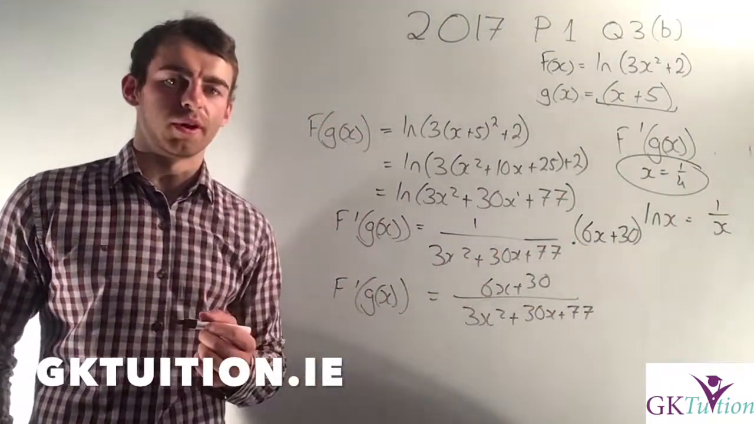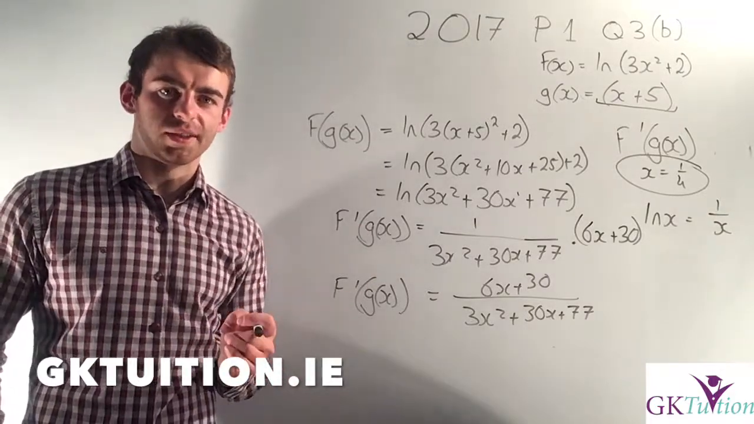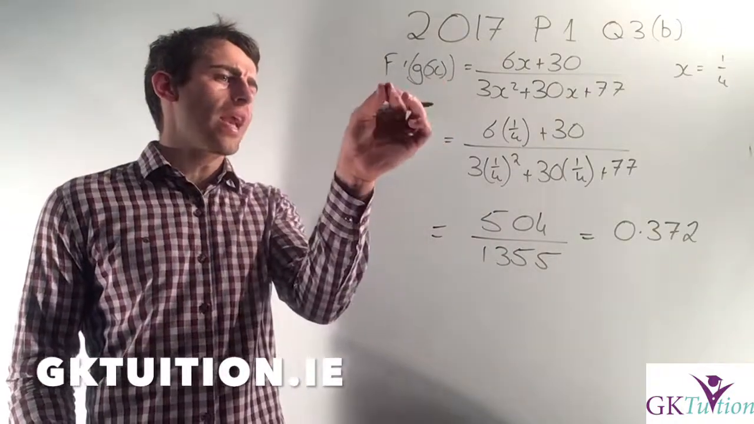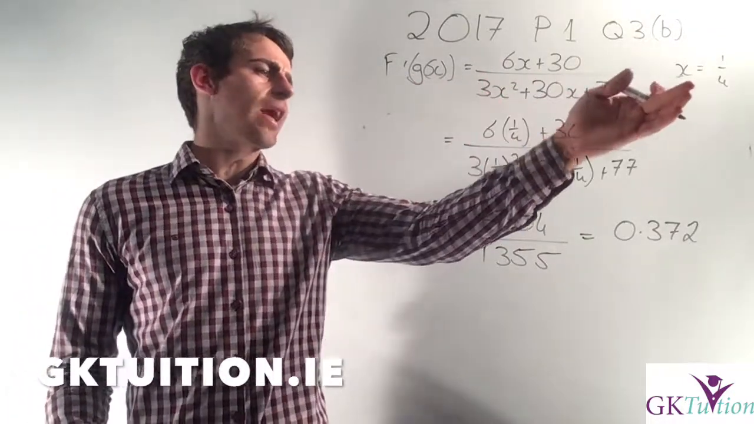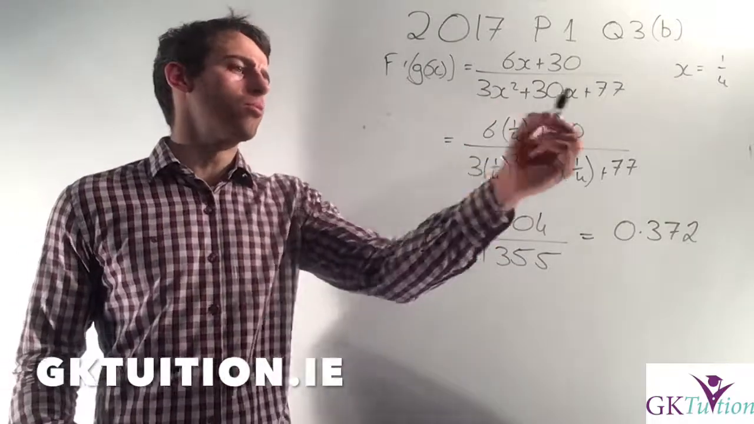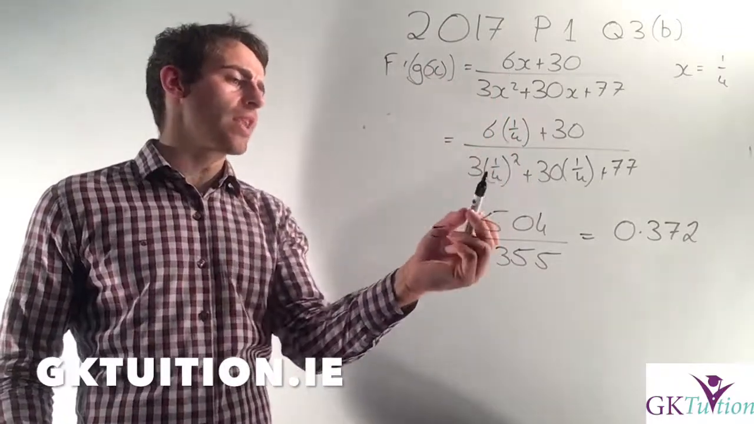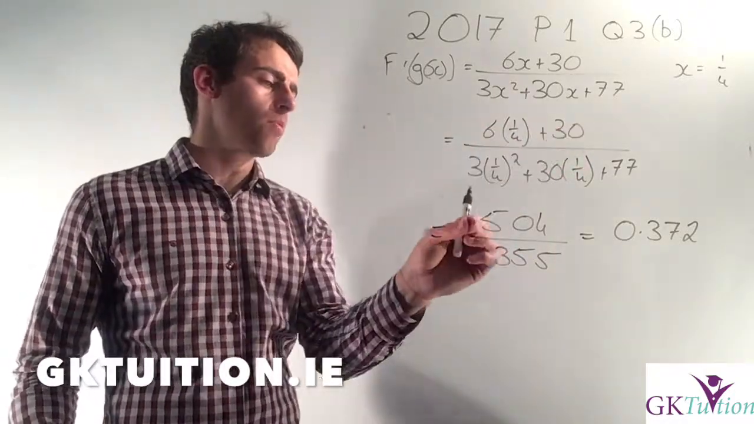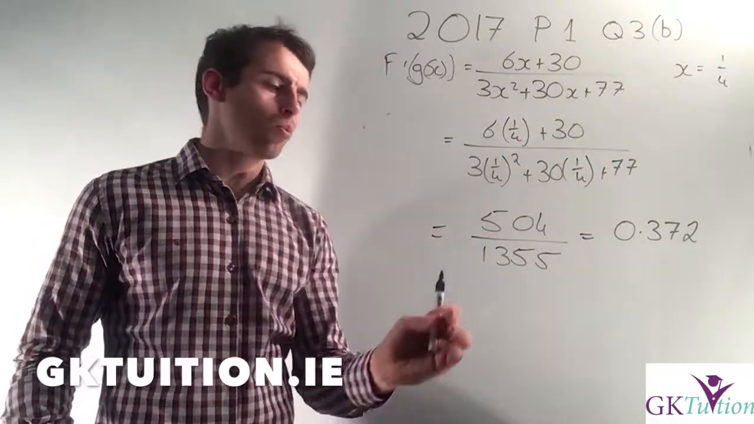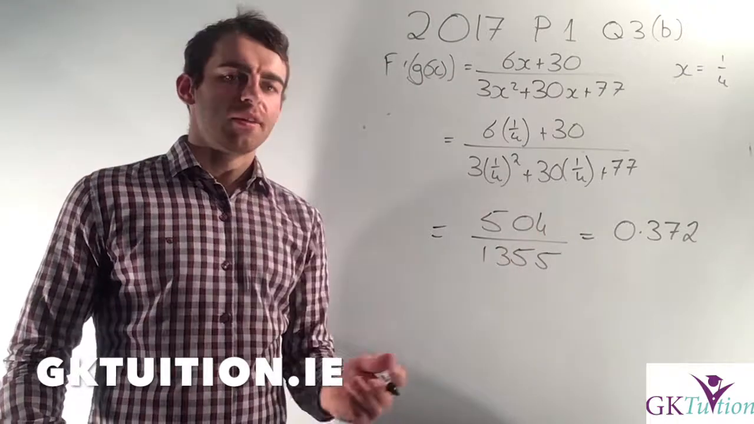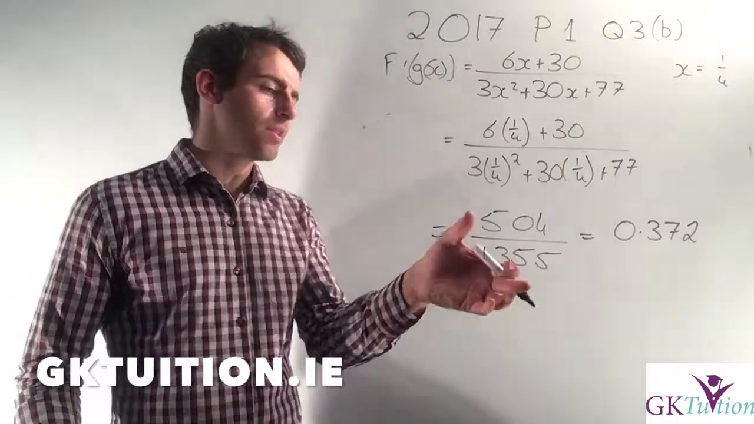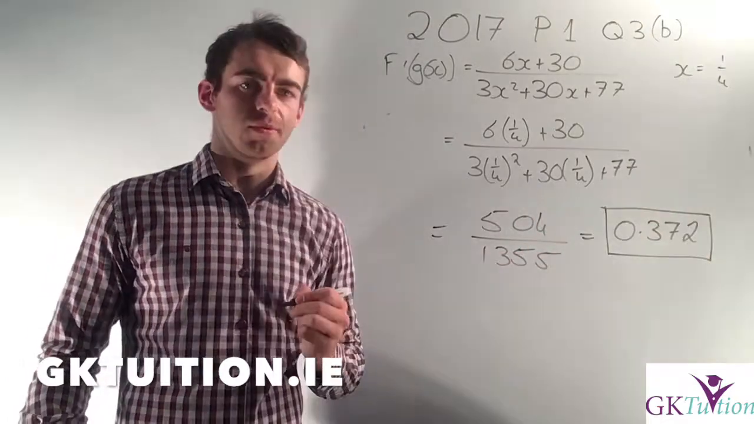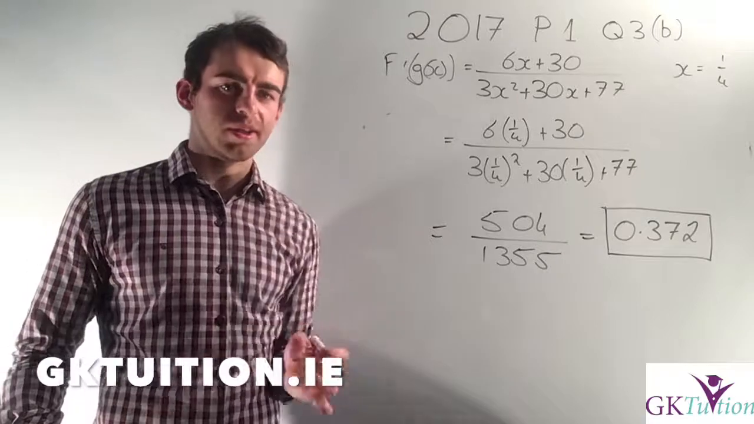So now all we have to do is take into account, they asked me to find it when x is 1/4, and they asked me to get it to 3 decimal places. So this is relatively straightforward. I know my f dash g of x is this, and I want to get it when x is 1/4. So I'm just going to rewrite my derivative, except everywhere there's an x, I'm going to sub in 1/4. Once I get to that stage, my top line will become 504, my bottom line is 1,355. The question asked me to leave it to 3 decimal places, so if I put that into my calculator, I get 0.372.